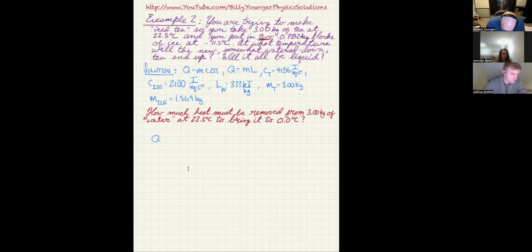So right now I'm going to say Q for the water, or specifically for the tea. So QT is going to be 3.00 kilograms times the specific heat of water, which is 4,186. Now this time it's joules per kilogram Celsius degree. And then I'm just trying to figure out the magnitude of this quantity. I don't want any negatives or anything like that. So I'm just going to take the big temperature minus the small temperature, which would be 22.5 degrees Celsius minus 0.0 degrees Celsius.